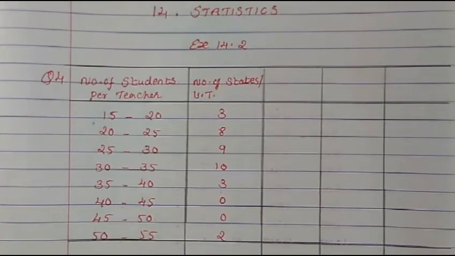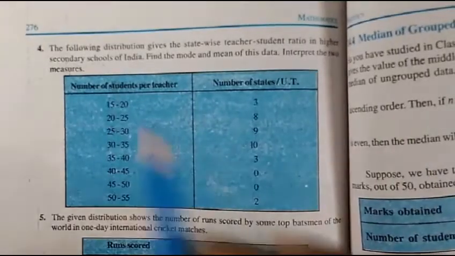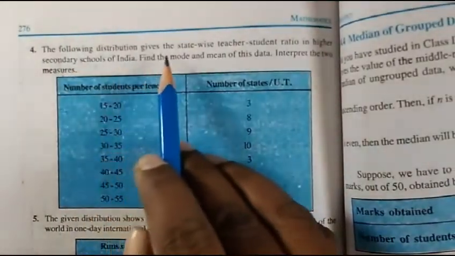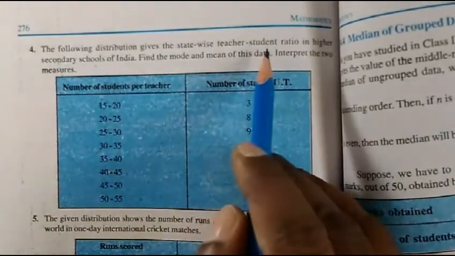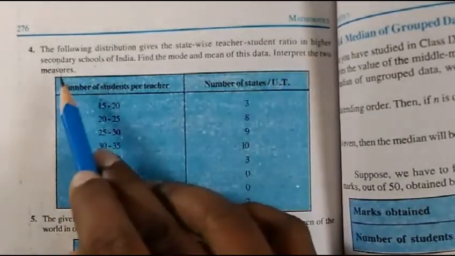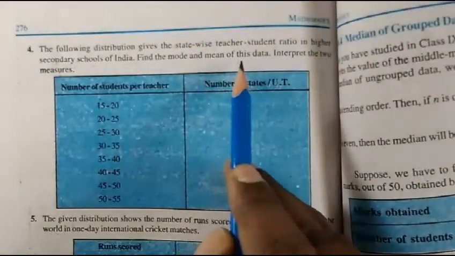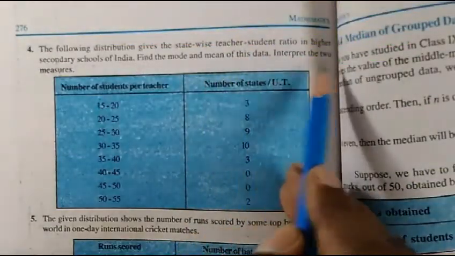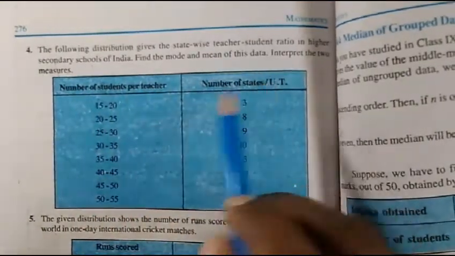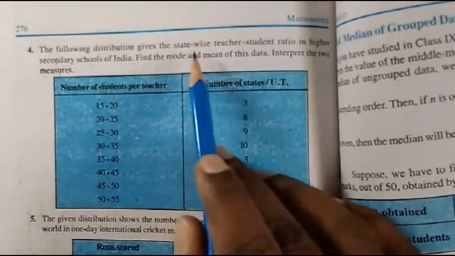We are studying chapter 14 statistics, exercise 14.2, question 4. The following distribution gives the state-wise teacher-student ratio in higher secondary schools of India. Find the mode and mean of this data. Interpret the two measures.